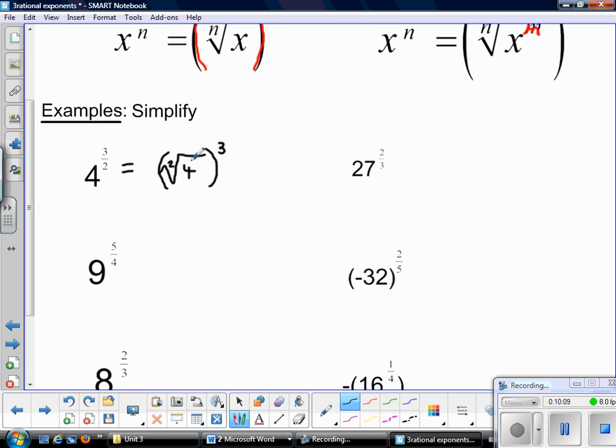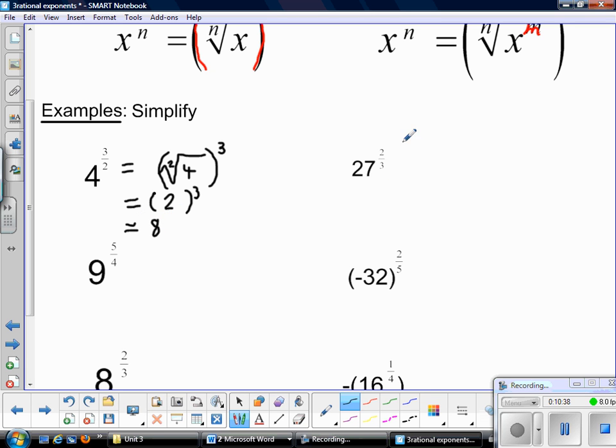The reason I say this works better sometimes, otherwise if I put the 3 in with the 4, so I have 4 to the power of 3, that's a pretty large number because that would be 16 times 4. So again, that's creating a larger number and usually that's harder to work with. So what I can do is take the square root of 4, which I know is 2, and then I can do 2 cubed, which is 8.